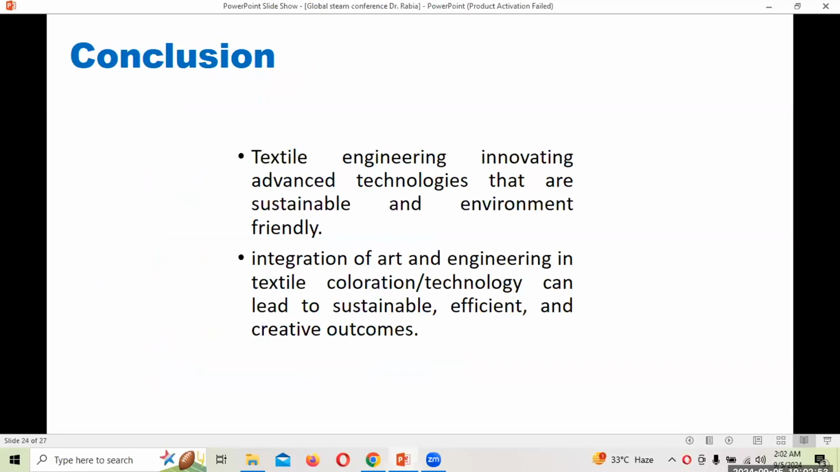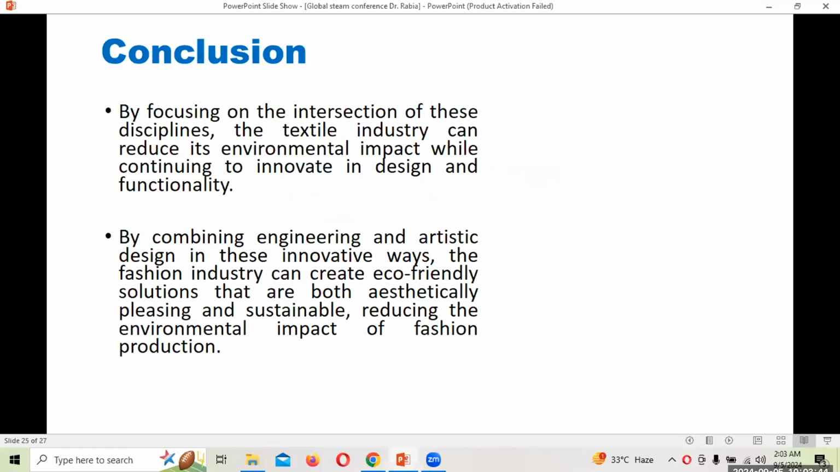So in conclusion, I will say textile engineering is continuously innovating advanced technologies that are sustainable and environment friendly, whether they are fibers, chemicals, finishes, or colors. We are working very hard to provide green technologies and green colorations, and artists, scientists and designers are using these environment friendly dyes and fibers in their products. So a combination of engineering and art is very necessary to promote sustainable fashion and sustainable solutions, not only for consumers of the textile industries but also for daily life consumers.